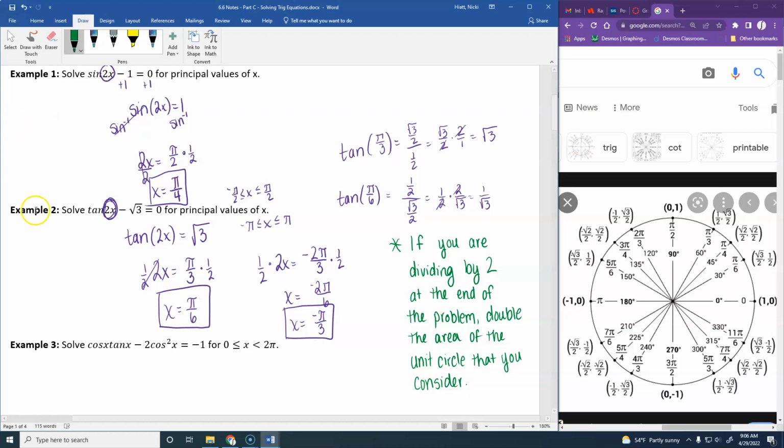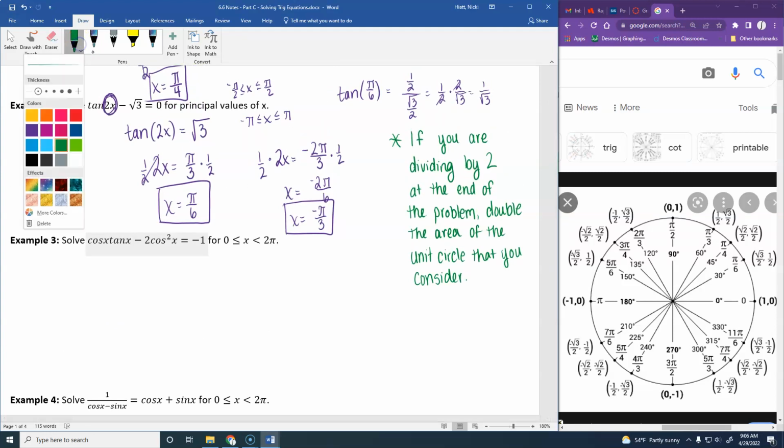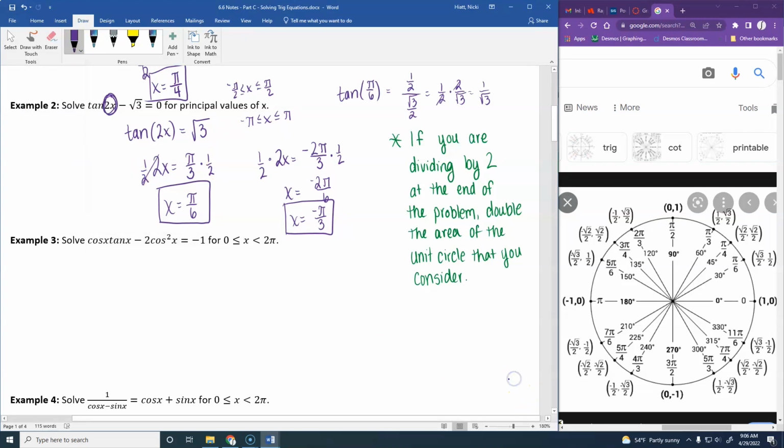Okay, 3 is a problem that we don't need to use any double angle identities or any double anything on here. So this is just sort of a review problem back from the other section. So let's see. Jackson, whenever you look at that one, what would you do first?